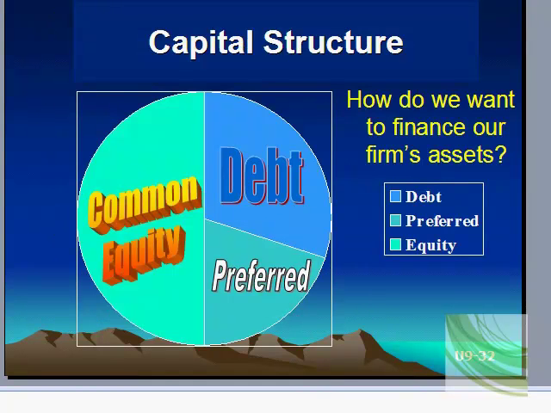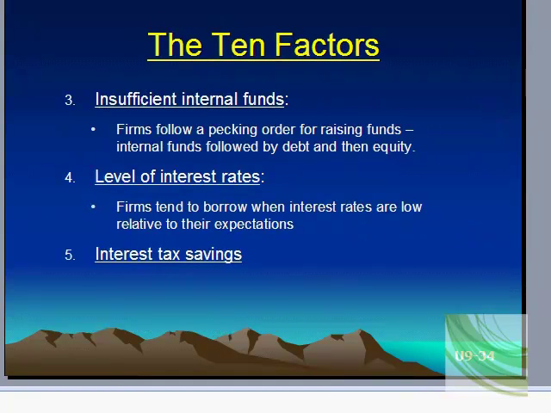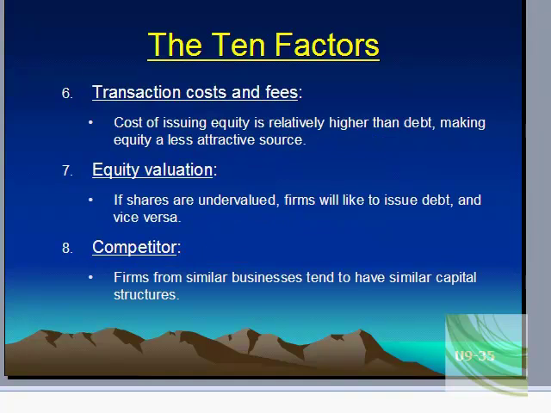So capital structure is simply how much debt and preferred stock and common equity we want. A survey of 392 executives reveals that financial flexibility influences it, the credit rating influences it. If you have insufficient internal funds, that could be another reason. Level of interest rates will also affect the capital structure. Interest and tax savings, transaction costs, because issuing stock costs money. GM is going to issue new stock now to raise more money.